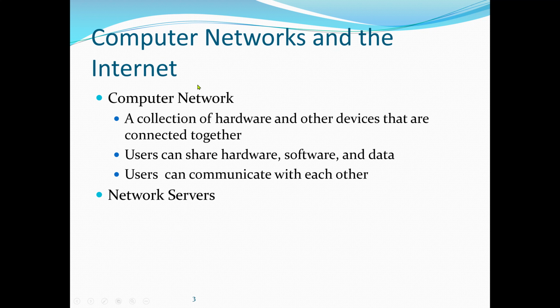So a computer network is a collection of two or more computers that can share data, software, or some hardware resources. Next is the network servers. Network servers are the large computers that manage all the resources in the computer network system. So here we say network servers manage resources on a network.